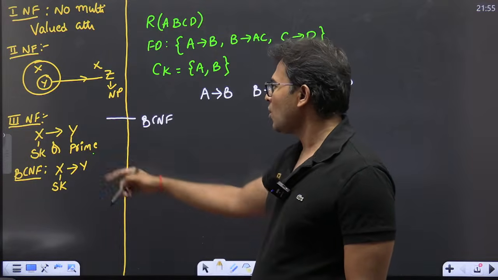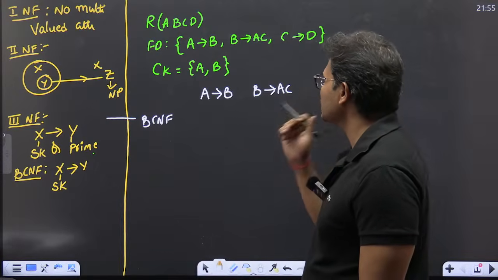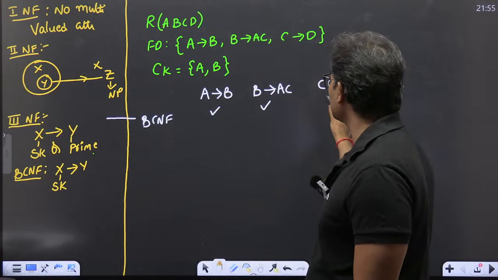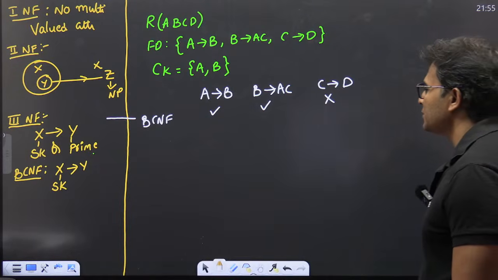BCNF. What does BCNF say? Left hand side should be a super key, right? So here A is a super key, B is a super key, but C is not a super key. Therefore, this is not in BCNF, right?